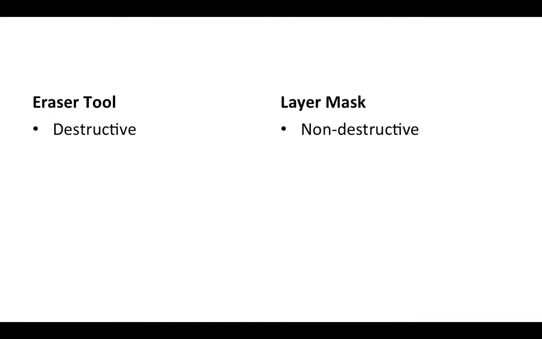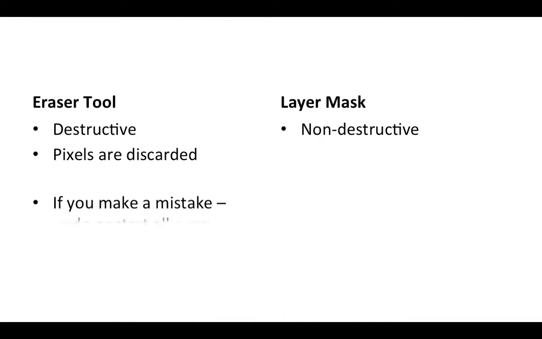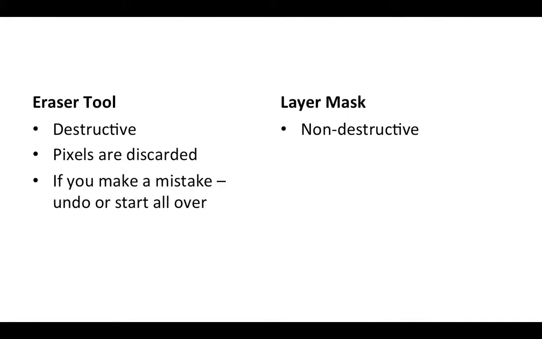When you use the eraser tool, the pixels that you erase are discarded. So all of that image information that you erase is lost. That's what I mean when I say destructive. The pixels that you erase are destroyed. So if you make a mistake, then you could either use the undo command or you can make a new file and start all over again.